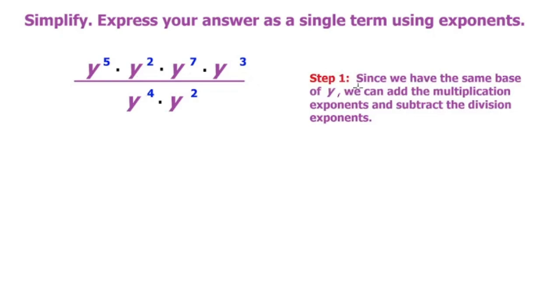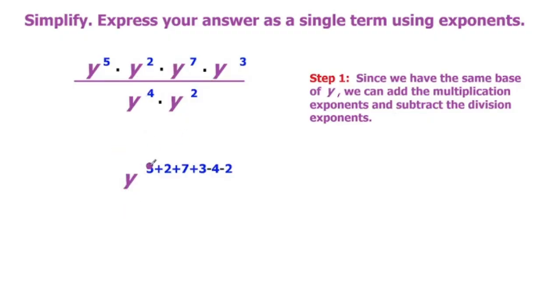So first step, since we have the same base of y, we can add the multiplication exponents and subtract the division exponents. So we would add these, the 5 plus 2 plus 7 plus 3, and then subtract 4 and 2 because the base is exactly the same. So it would look like this.